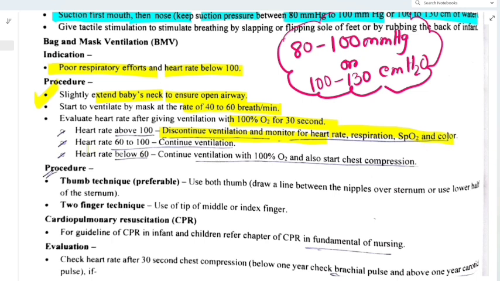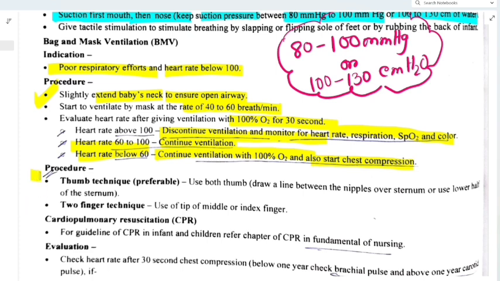But if heart rate is 60 to 100, then we have to continue the ventilation. And if it is below 60, then what do we have to do? Continue ventilation with 100% oxygen, and also we have to start CPR. Okay, so I hope this is clear to all of you.